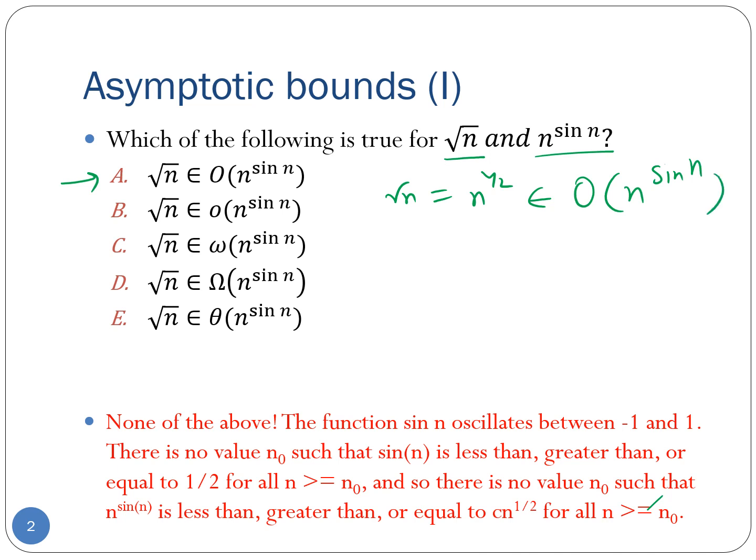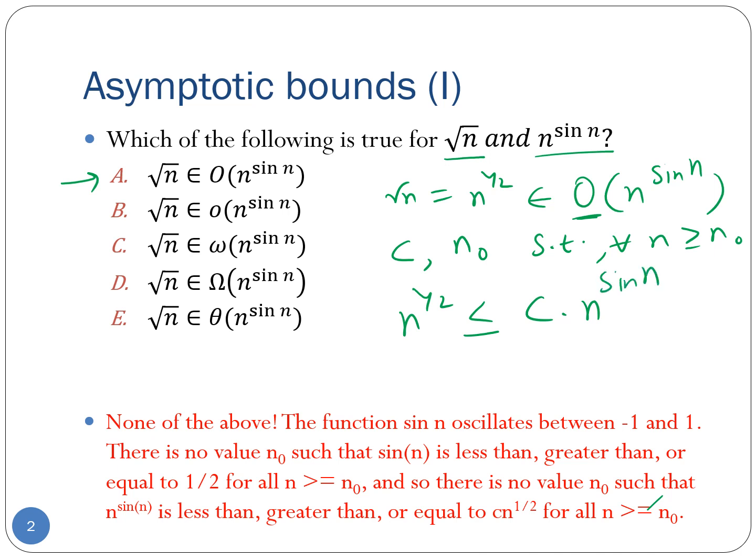Recall, by definition of big O, to prove that this is true, we need to figure out a constant c and a constant n0 such that for all values of n greater than or equal to n0, n to the power half is smaller than or equal to c times n to the power sine n. Now let's think about whether any such values of n0 and c exist. Recall that sine n keeps oscillating between -1 and +1.